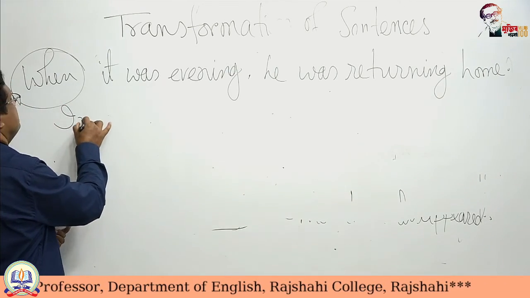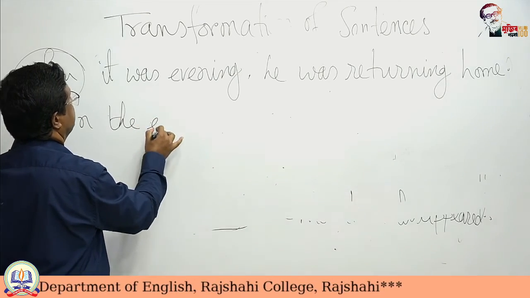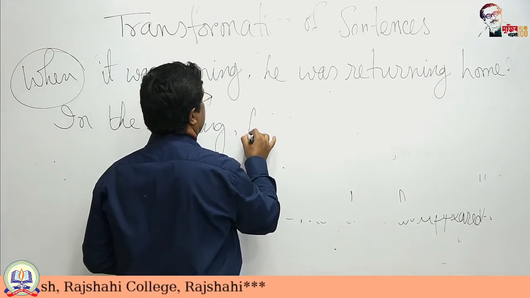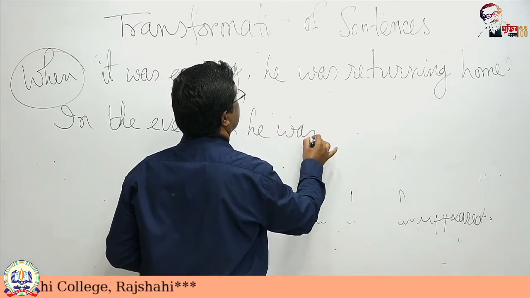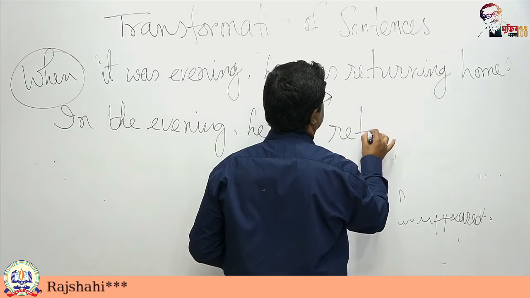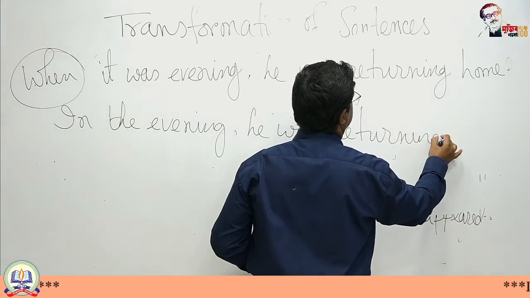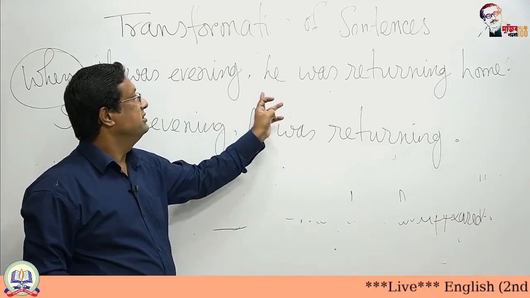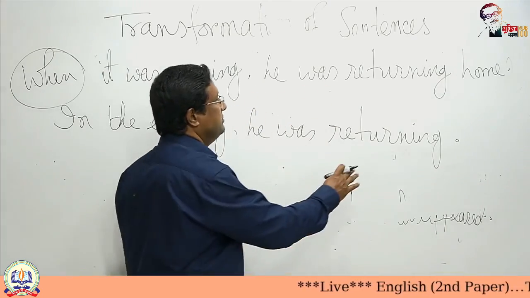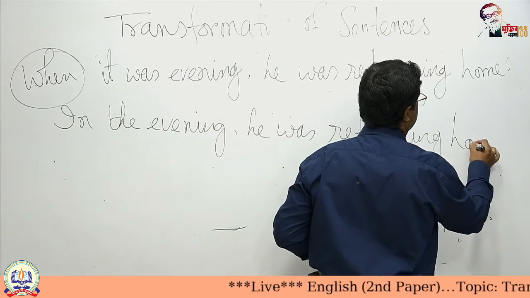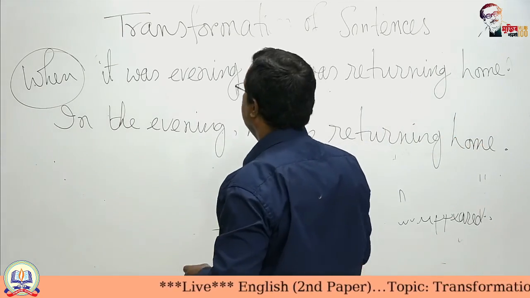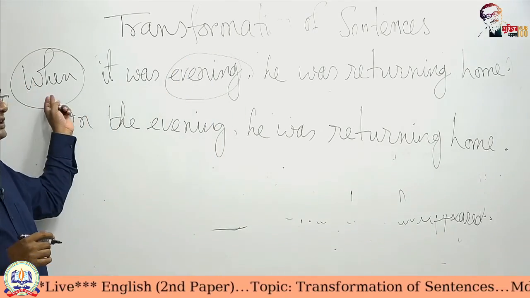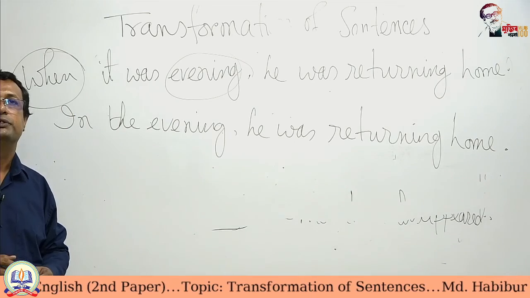So, in the evening, he was returning home. There is no change in the next part. This is the same. He was returning home. So in this way, when you have any particular time with when, you have to use a preposition.